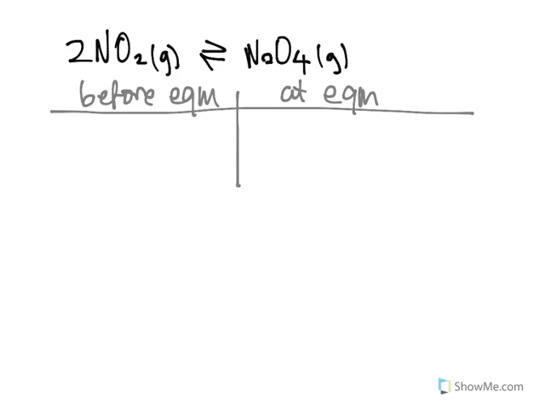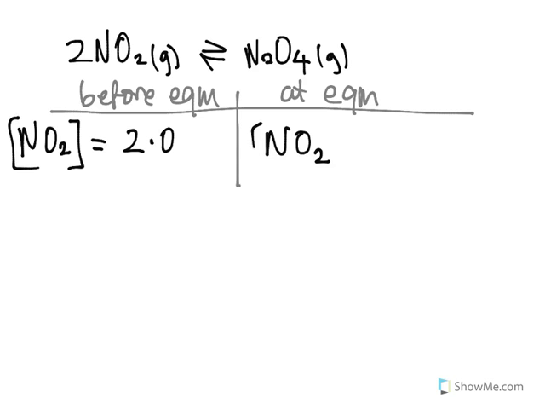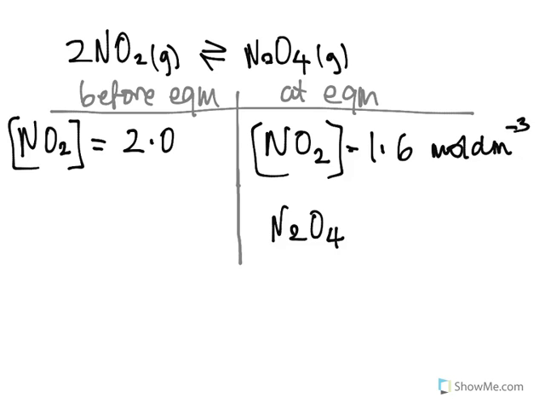So if we do before equilibrium and at equilibrium, we see that the concentration of NO2 before equilibrium was 2 moles per dm cubed, and at equilibrium the concentration of NO2 was 1.6 moles per dm cubed. So in order to calculate Kc, we need to work out the concentration of N2O4 at equilibrium. So this is where we work out what we do know.